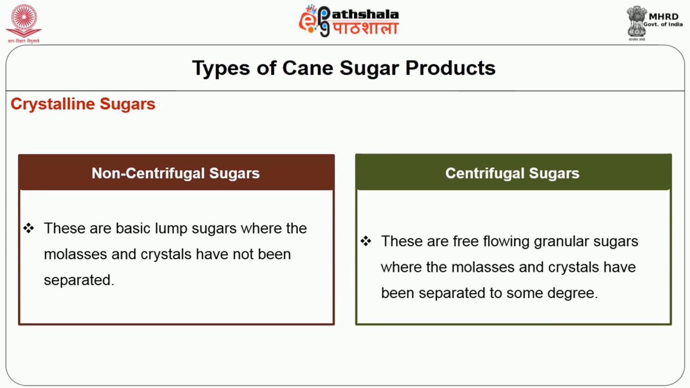Next one is crystalline sugars. These can be divided into two types, that is non-centrifugal sugars and centrifugal sugars. Non-centrifugal sugars are basic lump sugars where the molasses and crystals have not been separated. Centrifugal sugars are free-flowing granular sugars where the molasses and crystals have been separated to some degree.